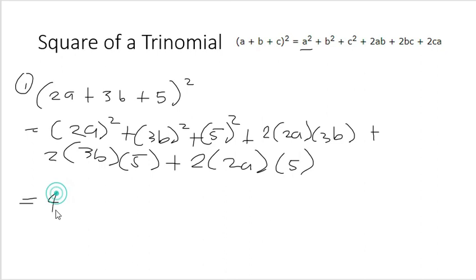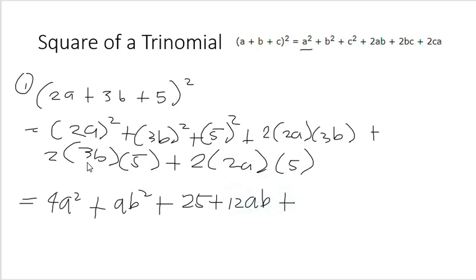So 2a squared is 2a times 2a, then you will get 4a squared. 3b squared is 3b times 3b, which gives 9b squared. And then 5 squared is 25. Plus 2 times 2a is 4a times 3b is 12ab. Plus 2 times 3b is 6b times 5 is 30b. Plus 2 times 2a is 4a times 5 is 20a.